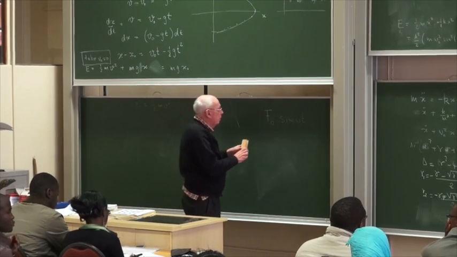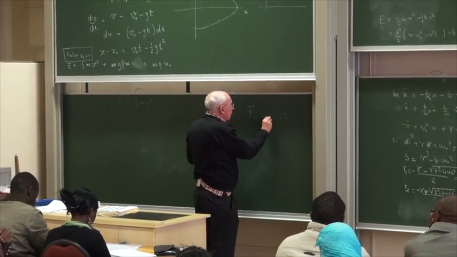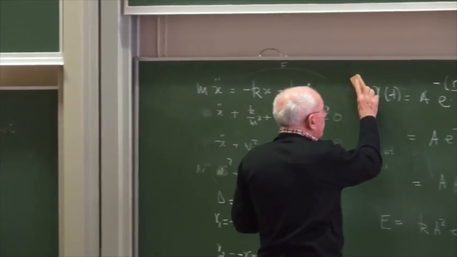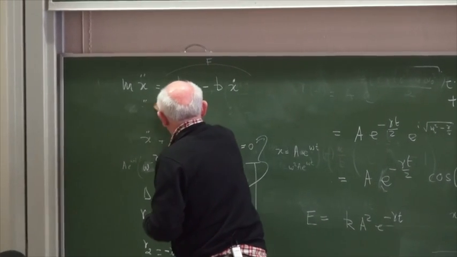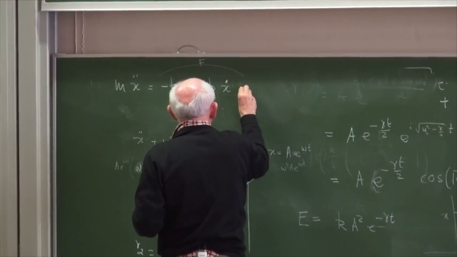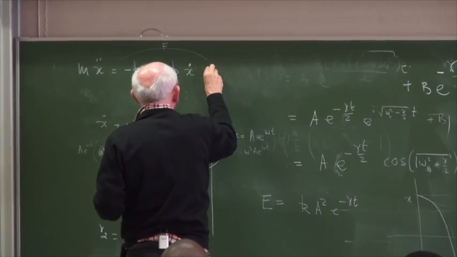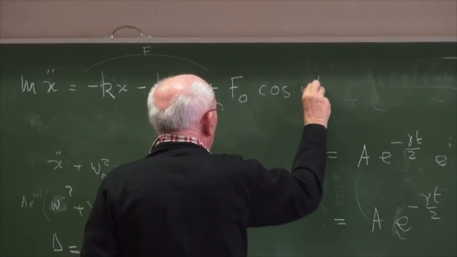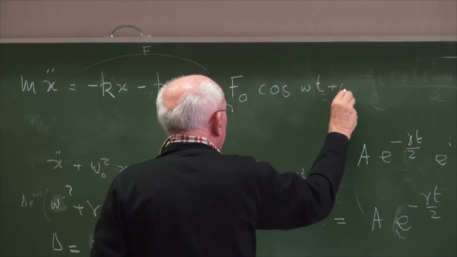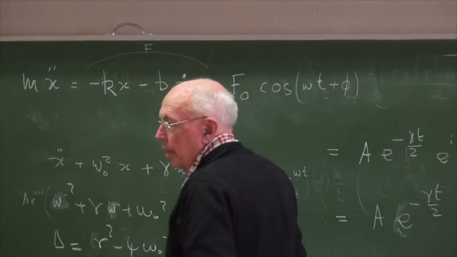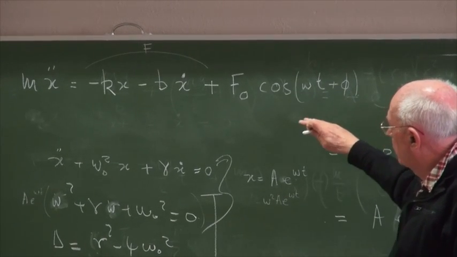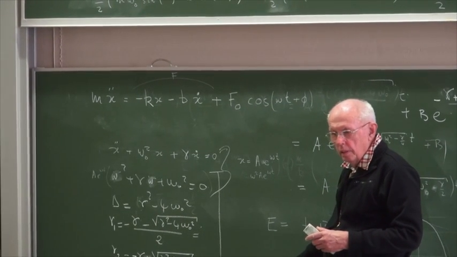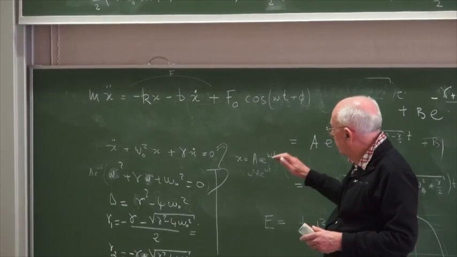Well, actually, I used cosine. It doesn't really matter. Cosine omega t. So all we need to do is, at this stage here, add a force which is time dependent. And it could have some phase if we wanted to. Something like that. And this equation follows very much the same way in which we have done so far. You can follow it basically step by step.